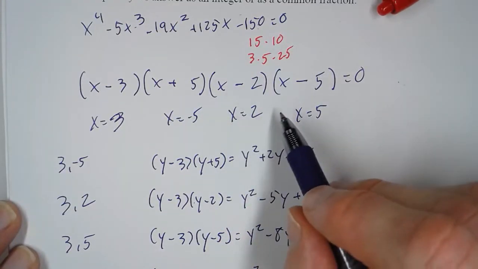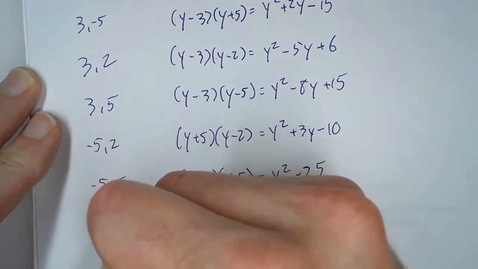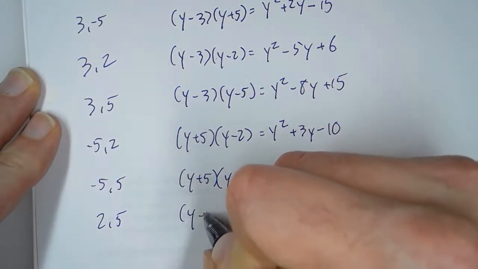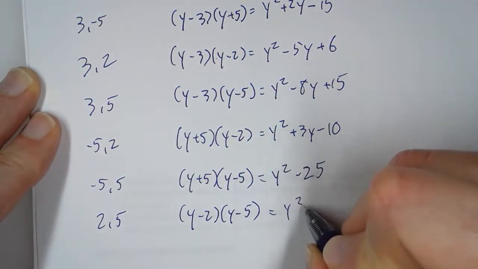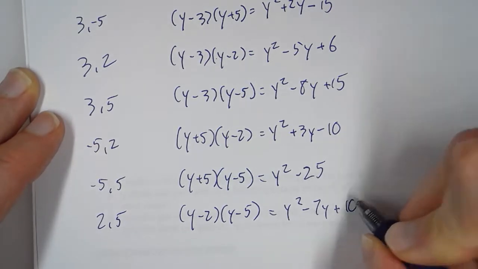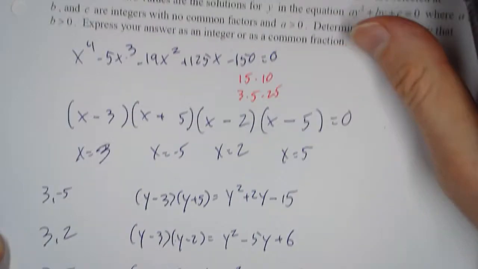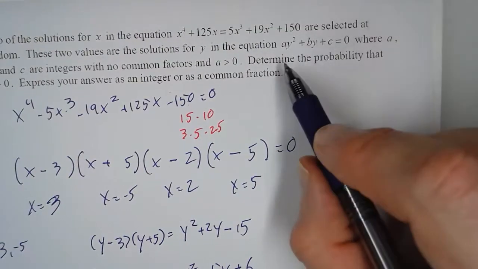And then finally the last pair is 2 and 5. So we're going to have y minus 2 and y minus 5. So y squared minus 7y plus 10. Now, those are our 6 different possibilities for this equation.